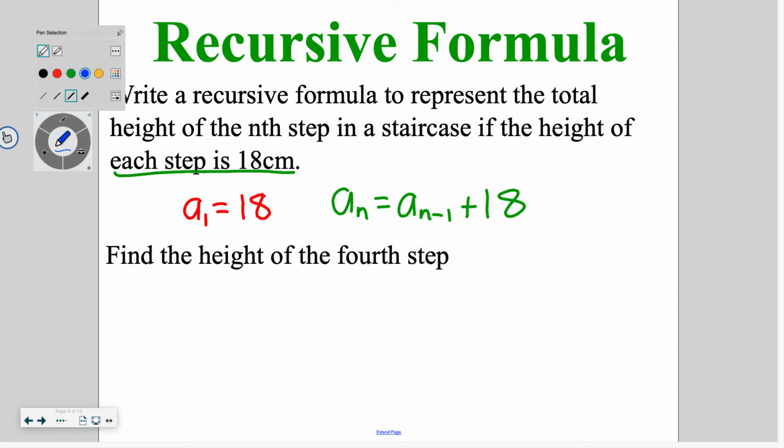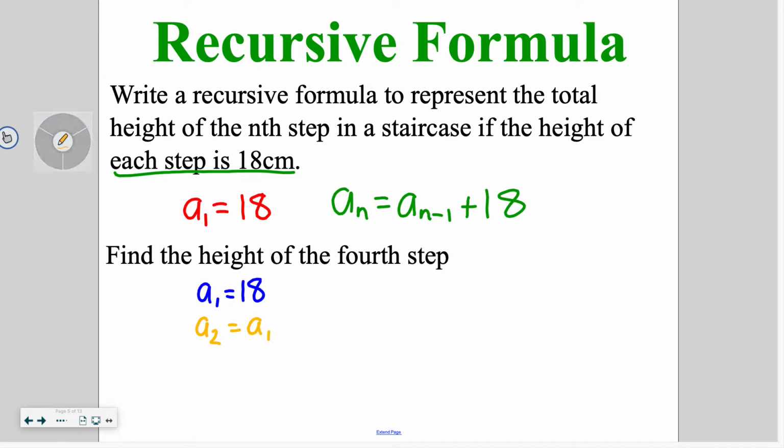So we know the height of our first step, so a1 is 18. Now to apply this formula, to find the second step, we would say a2 is equal to a1 plus 18, because the number before 2 is 1. We know what a1 is, so we can put 18 in. So a2, the second number in our sequence, is 36.